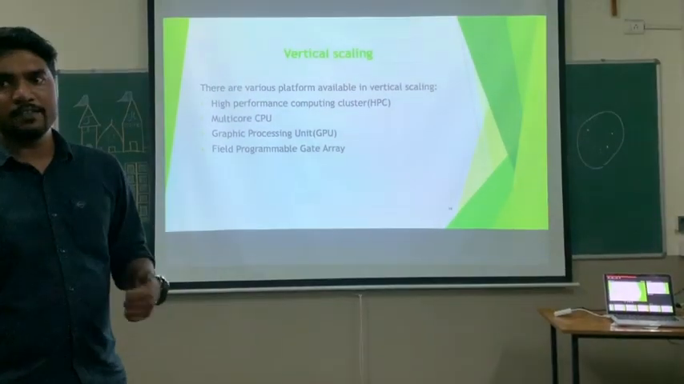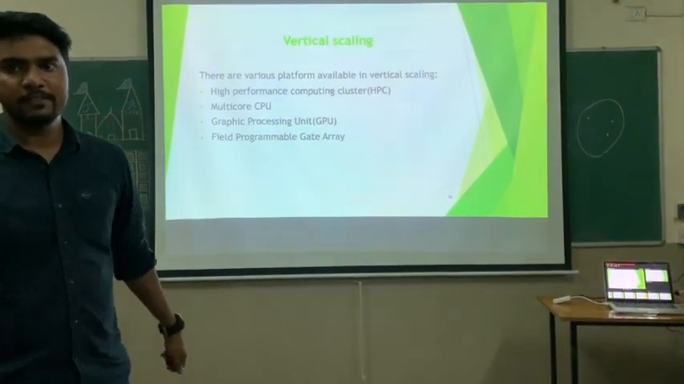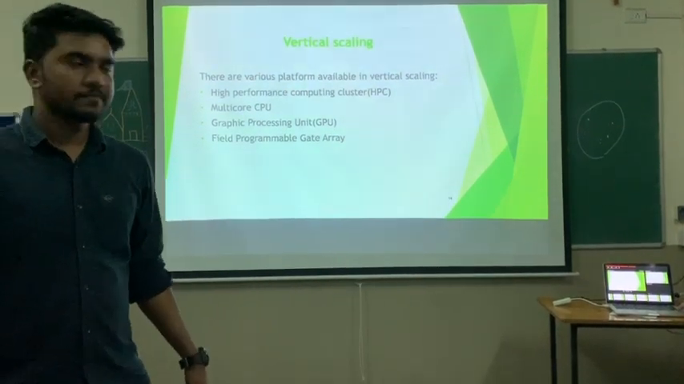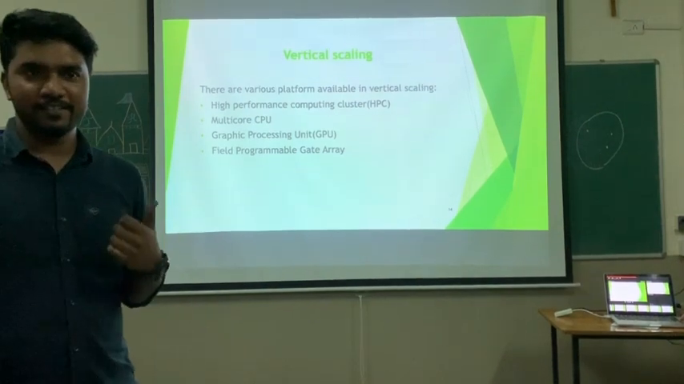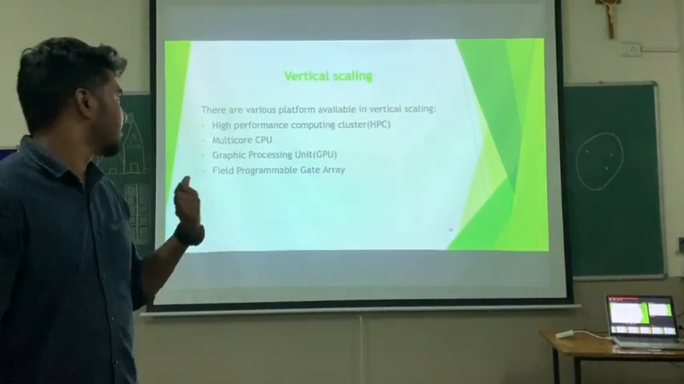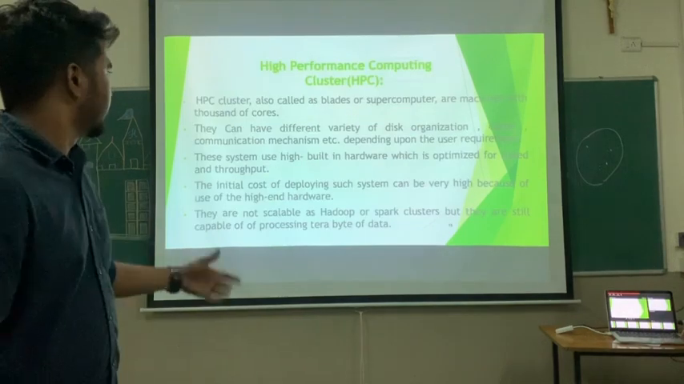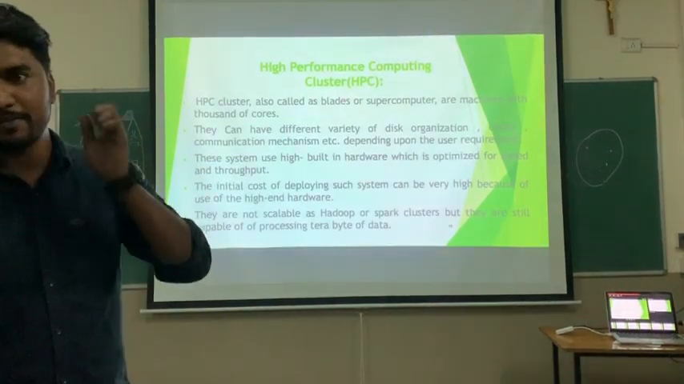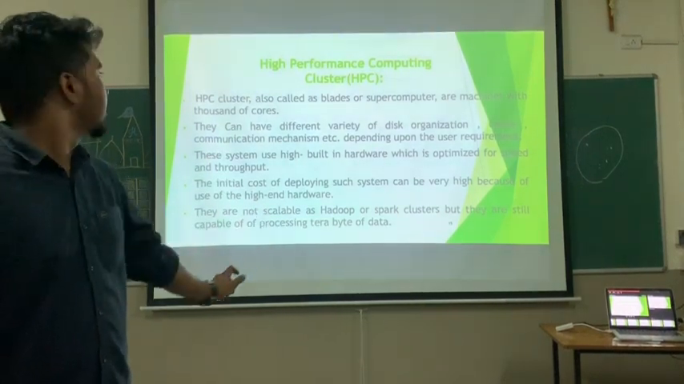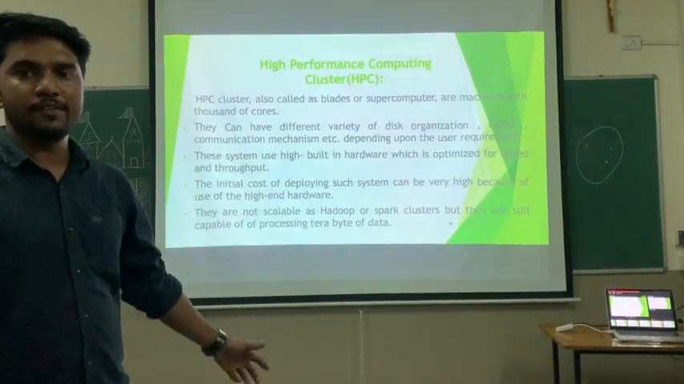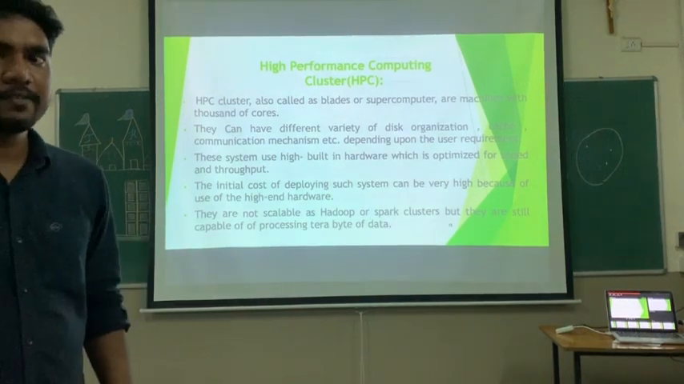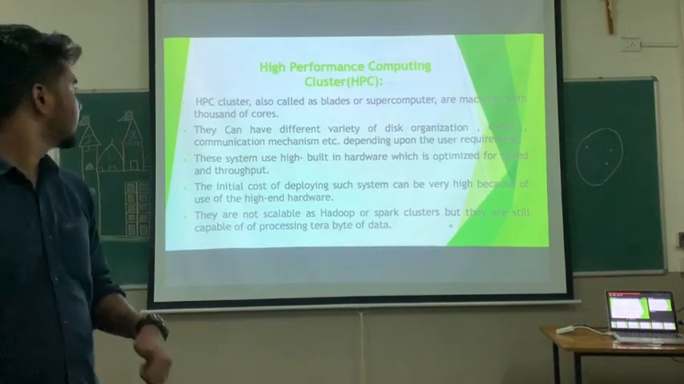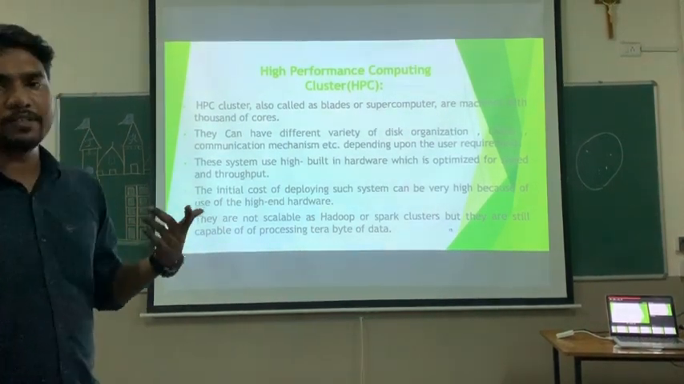There are various platforms available at commercial scale. The first one is HPC, the high performance computing cluster. Then multi-core CPU. Then we have GPU, the graphics processing unit. Then the field programmable gate array. We will talk about HPC, the high performance computing cluster. HPC is all about blades or supercomputers having thousands of cores, with different varieties of organization and caching depending upon the user requirements.